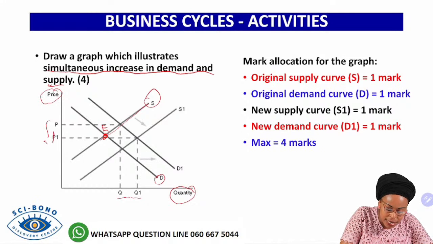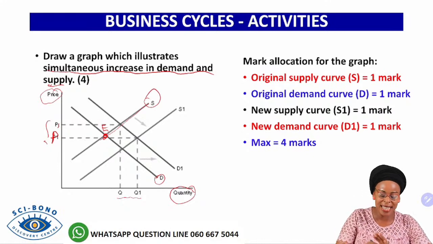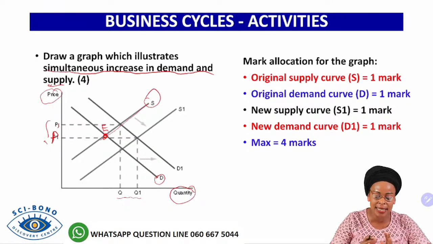Here, this is a mistake. It should be price, and the one above is P1. So this is just P. So it is our original price.